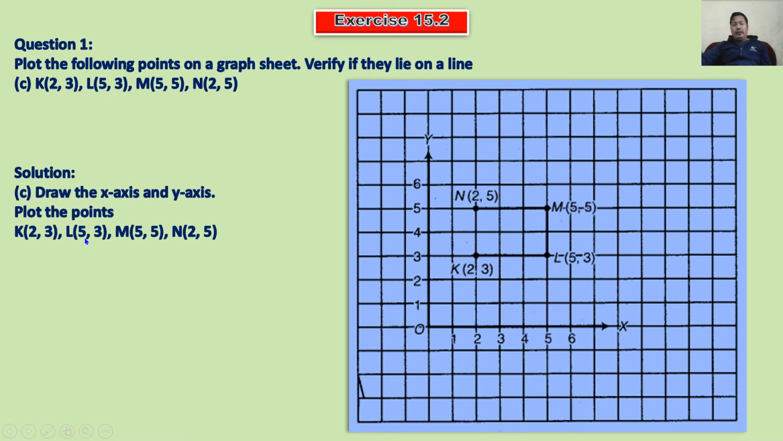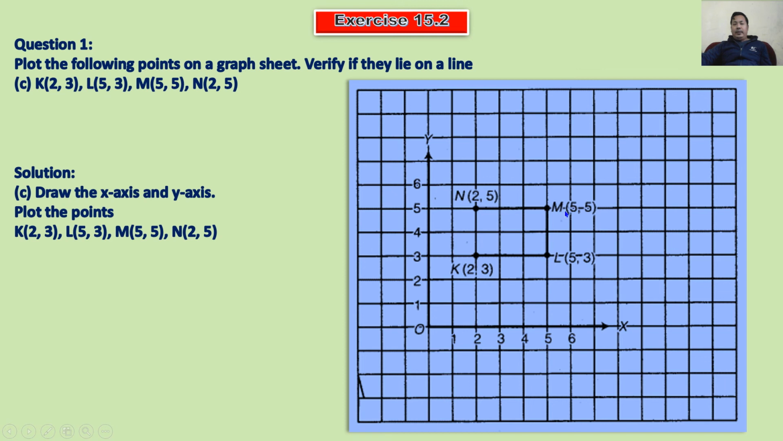L is 5 and 3. 5 is the value on the x-axis, and from there you will meet a point where the value of y is 3. Yes, this is the point. So this is L. Then we get 5 and 5. The value of x is 5. Again from this 5, come straight up, and you'll find the point where it meets the y value 5. This point will be M, which is 5, 5.